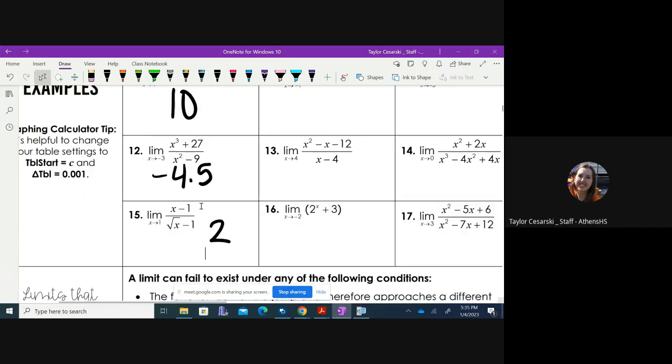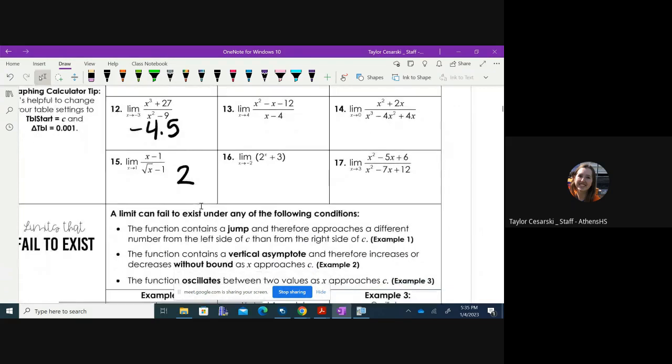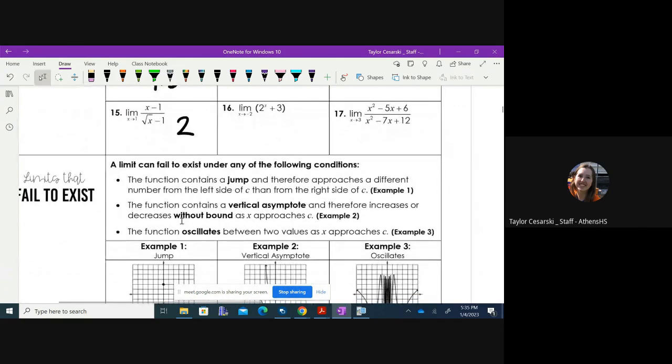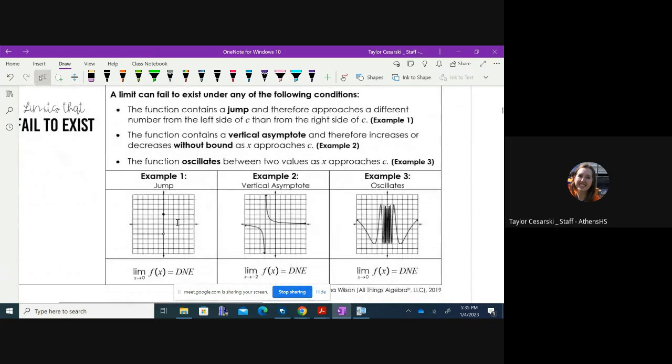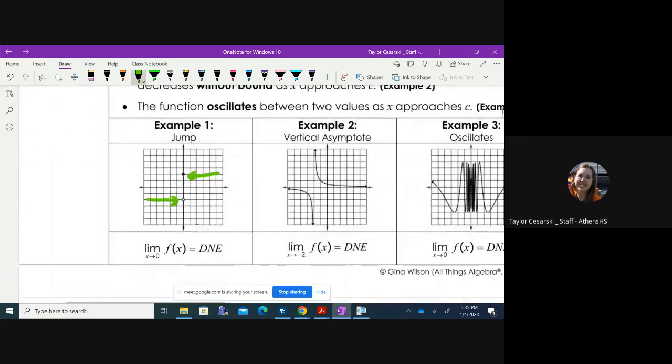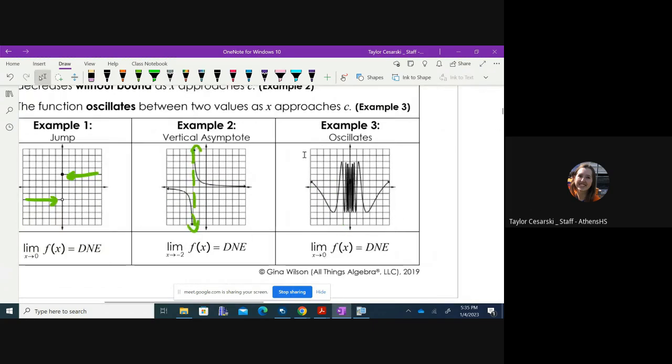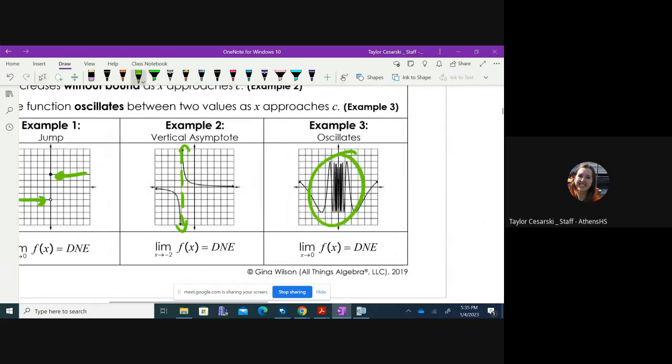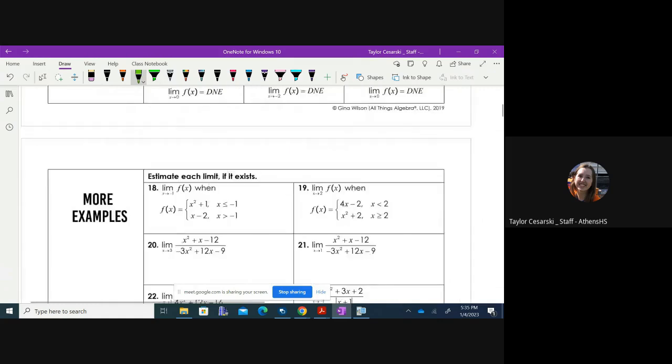All right, so a limit fails to exist. We say a limit does not exist in one of these three cases. It contains a jump discontinuity, meaning the left side is approaching one value, but then it jumps up and the right side is approaching a different value. You see these a lot in piecewise functions. A vertical asymptote, which is the same idea, because on the left side it goes down, on the right side it goes up. Or it oscillates, which basically means it goes up and down many, many times at that value of c. So let's do a few examples.